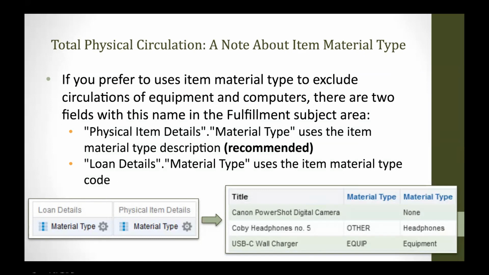And the difference is, like I've reproduced in this little screenshot in the lower right-hand corner of the screen, the material type field in physical item details is more descriptive. It's actually a description rather than a code, you could say. The material type field in loan details uses a code. So we use material type from physical item details. I'd recommend that just because it is more descriptive.